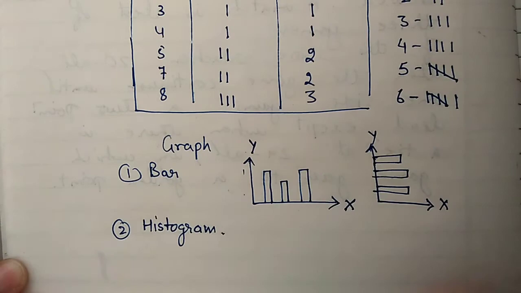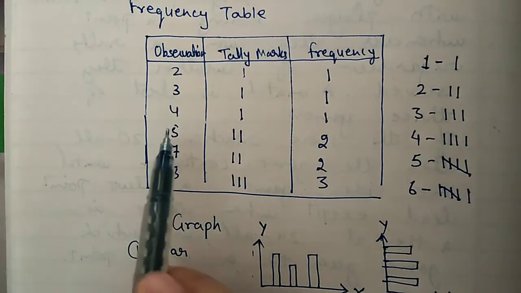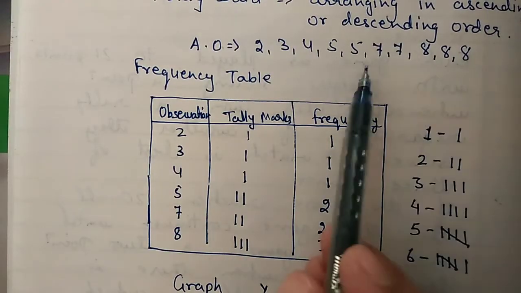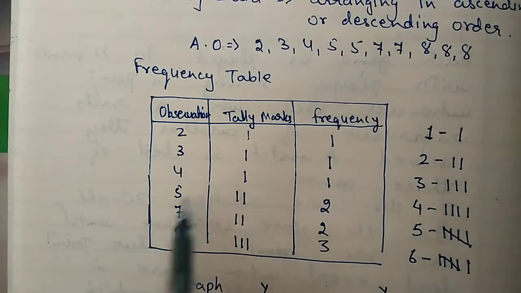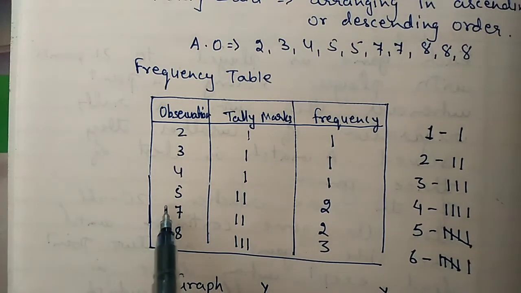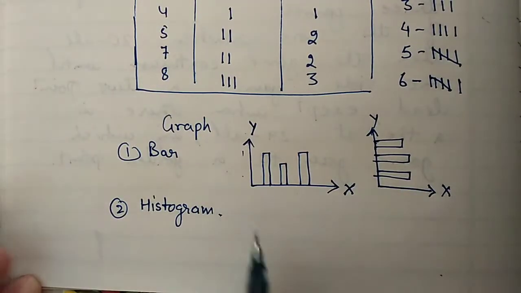When we have group data, this is a simple data. This data we can group also, like we can group this data into two categories, suppose 1 to 5 marks and 6 to 10 marks. Then 1 to 5 will come in one category, and 5 to 10 will come in another category. So this group data we will represent by histogram.